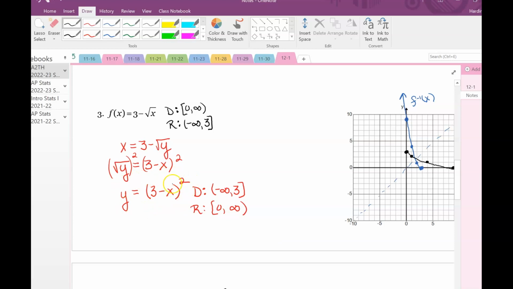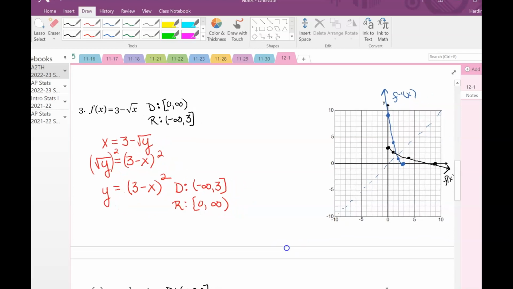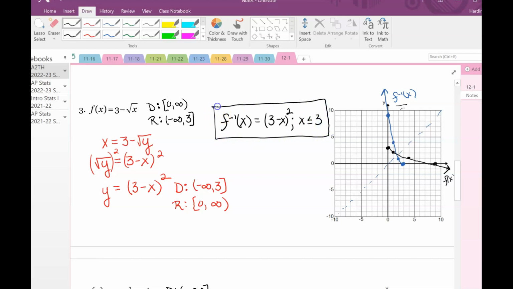It's not really implied in there that you can only have numbers 3 or smaller, because the inverse here is only half a parabola. So when you write this inverse equation, f inverse of x is equal to 3 minus x squared, you must put the restrictions on x, that x has to be less than or equal to 3. That is the full answer for what the inverse equation is.